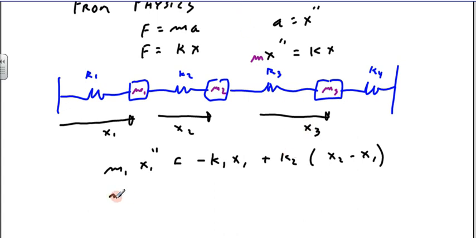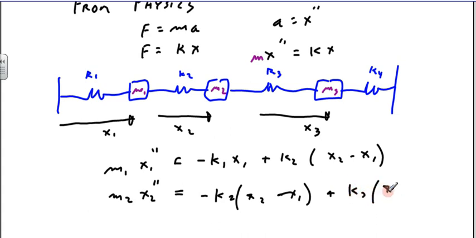And then we can say that M2 x2 double prime is going to equal minus K2 (x2 minus x1) plus K3 (x3 minus x2).